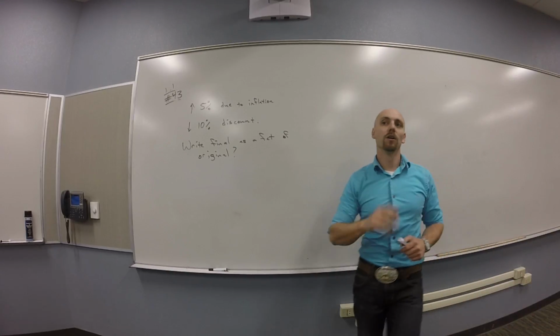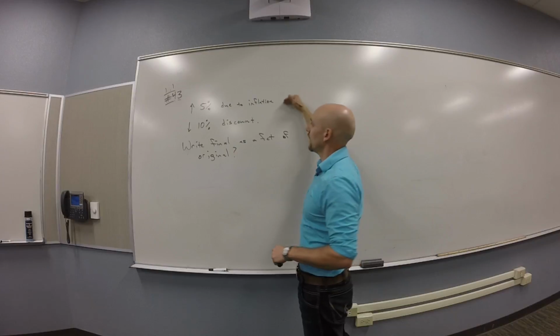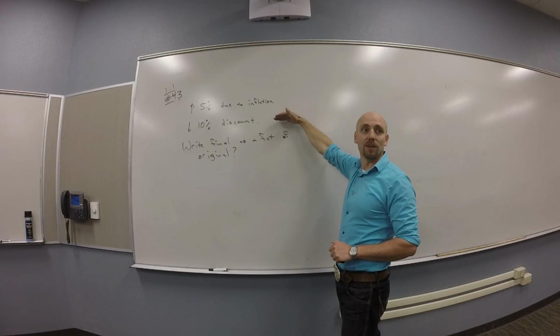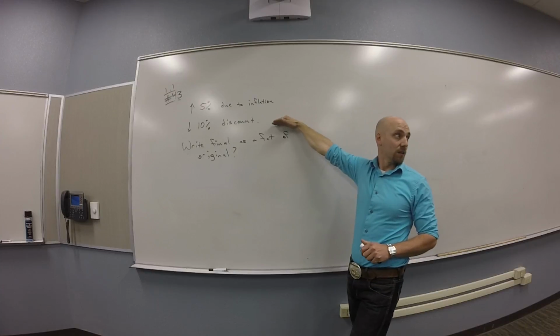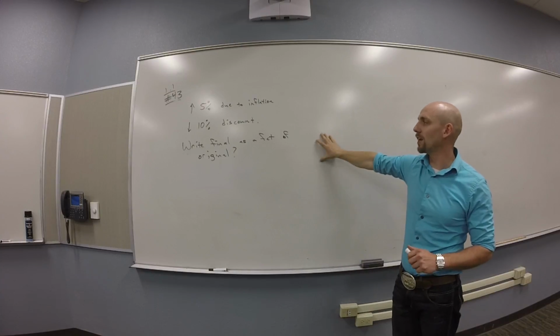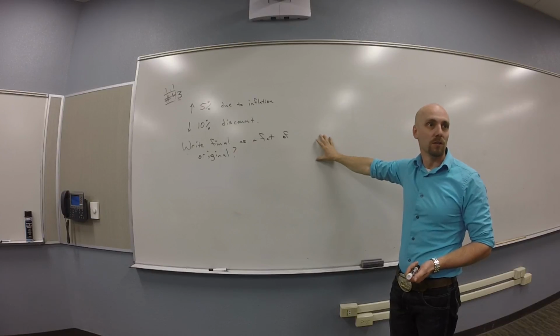All right, so here's the setup for 43. We have an increase of 5% due to inflation, and then we have a discount of 10%. And then I'm left wondering, is there a way I can write the final price as a function of the original price? You guys see that?